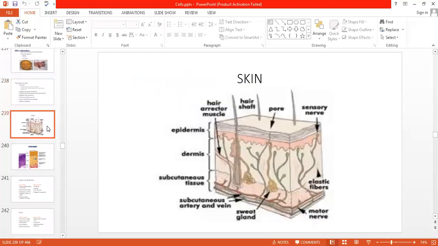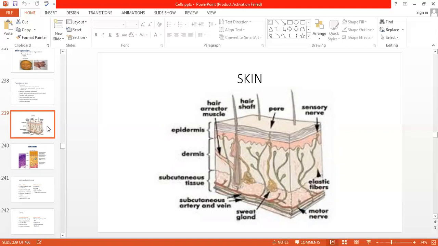This is the picture of skin. You can see the sweat gland is there. Motor nerves and sensory nerves are there. Pores on the skin are there. Hair shafts, hair comes out from the skin. Hair erector muscles are there which keep the hair straight.